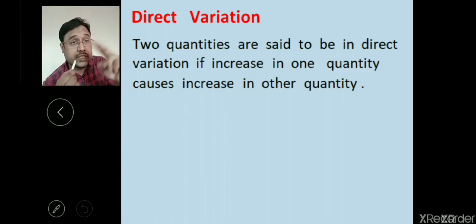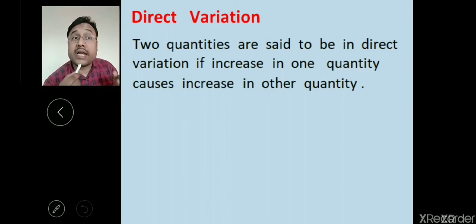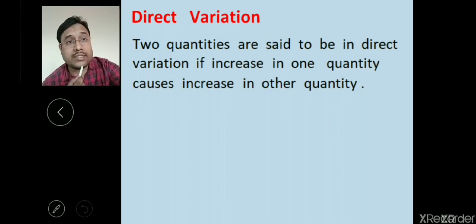We are talking about two quantities which depend upon each other, and that dependence is direct dependence, which is called direct variation. Two quantities are in direct variation if an increase in one causes an increase in the other, or a decrease in one causes a decrease in the other, and that increase or decrease is in a certain proportion. In the proportion in which one quantity increases, the other also increases; similarly, in the proportion in which the first decreases, the other decreases.